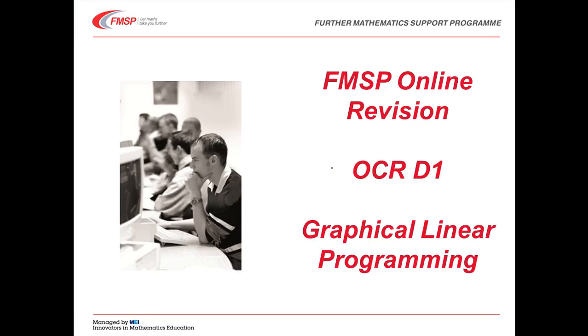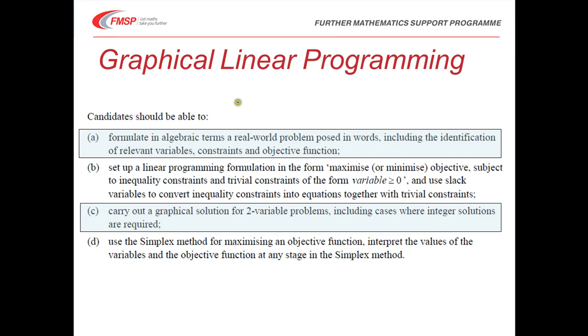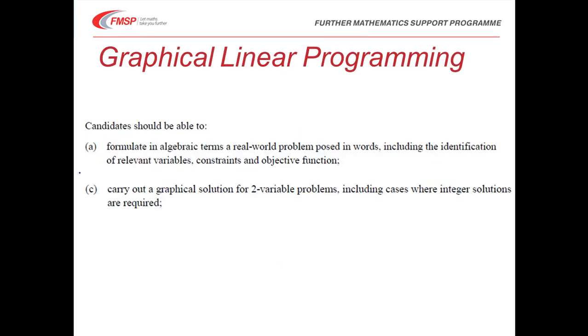This session is for OCR D1 and the topic that we're going to look at is graphical linear programming. So we'll start by having a look at the specifications. Now this actually forms part of the specification just titled linear programming, in which there are 4 sections, but we're just going to concentrate on the graphical bit. So we're going to look at just part A and part C. In a separate session I'm going to do parts B and D, which cover the simplex. So let's just look at the 2 bits that we're going to look at today.